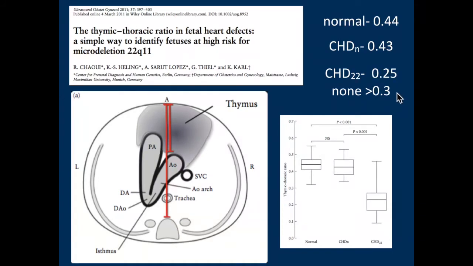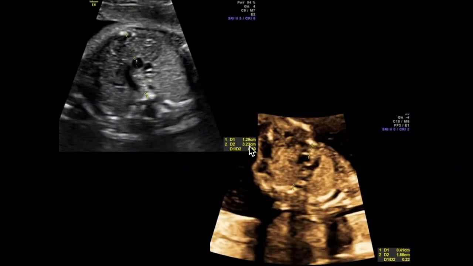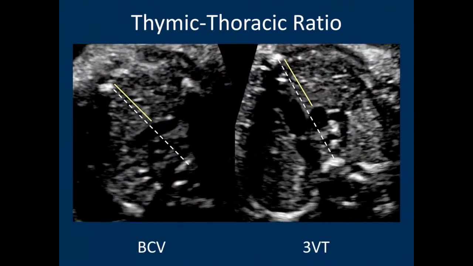But of fetuses with congenital heart disease and 22q, none of them were greater than 0.3, meaning the anterior border of the aorta was much closer to the anterior chest wall. Here again are two examples: normal diameter of 0.4, and very small diameter of 0.22 in a fetus with tetralogy of Fallot.